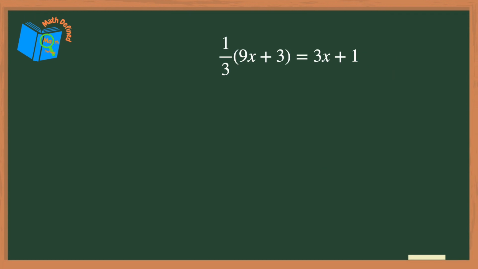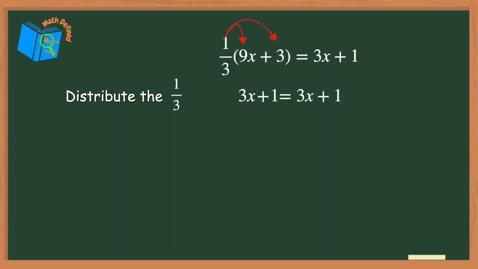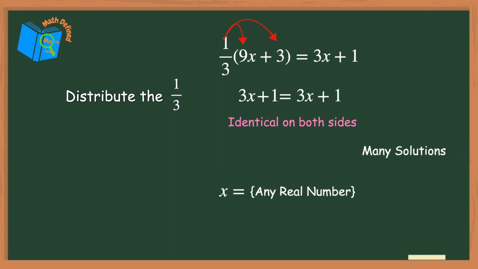This last equation requires us to distribute the 1/3 to each term in the parentheses. So 1/3 times 9x is 3x, and 1/3 times 3 is 1. And I'll bring down the rest of the equation. As you can see, both sides of this equation are identical. This means that x can equal any real number and that this equation has many solutions.